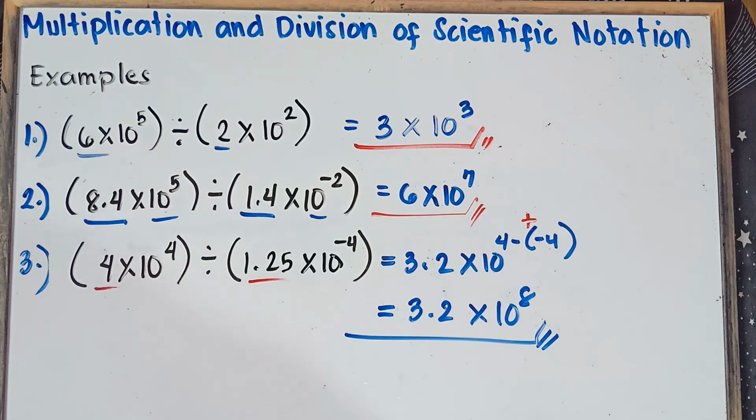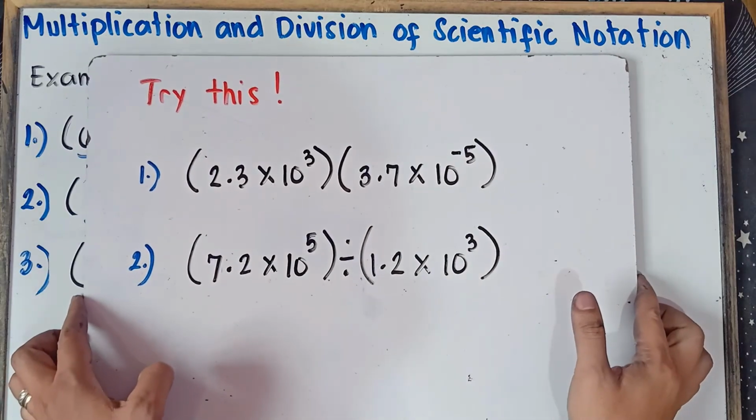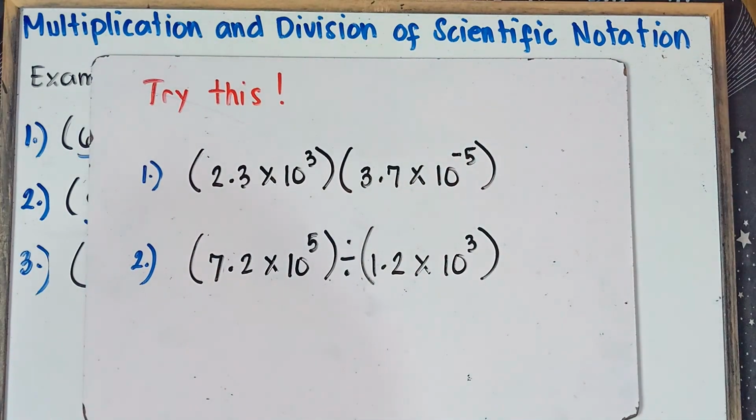All set, class. That's the answer with regards to example number 3. Alright, so how about you try this one, class, and then you put your answer in the comment section down below. For number 1, that would be multiplication. And then for number 2, that would be division.